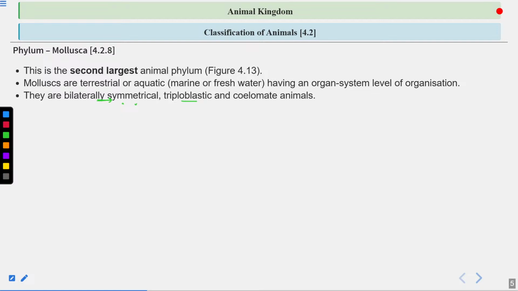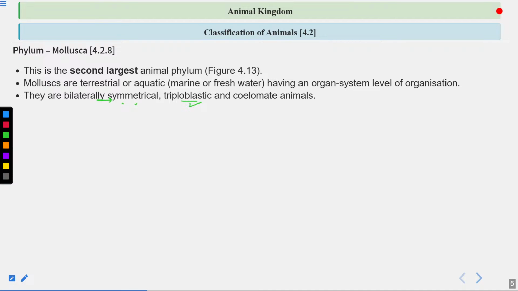Then they are triploblastic. What do you mean by triploblastic? When an organism develops from 3 germ layers, this is known as triploblastic. So the animals belonging to phylum Mollusca are triploblastic. So what are the 3 germ layers? Ectoderm, mesoderm, endoderm. These are the 3 germ layers.